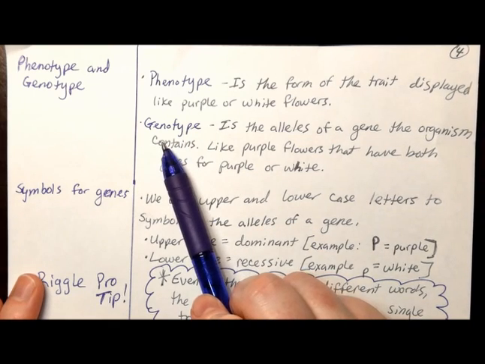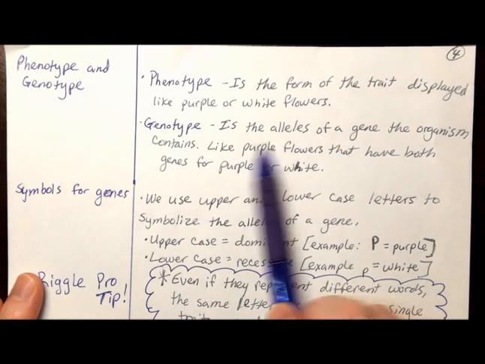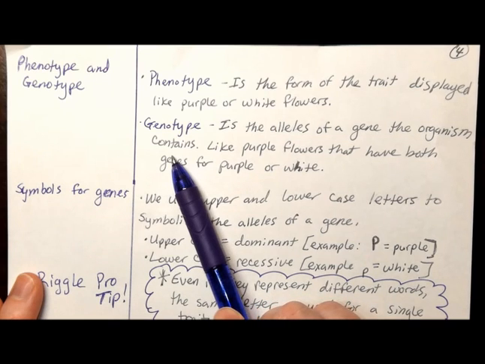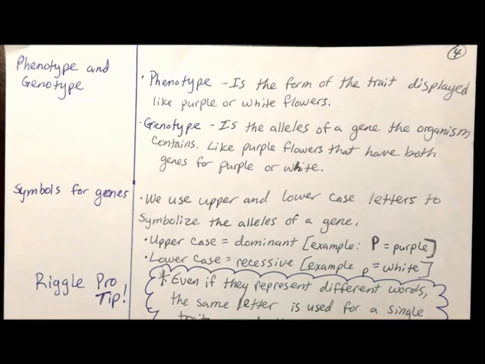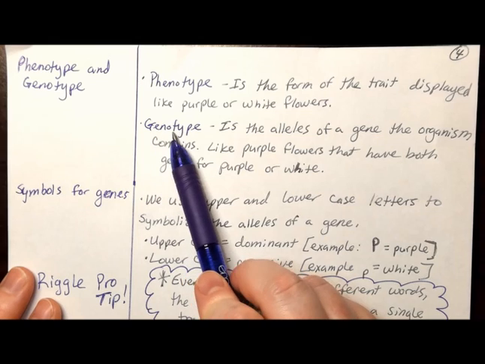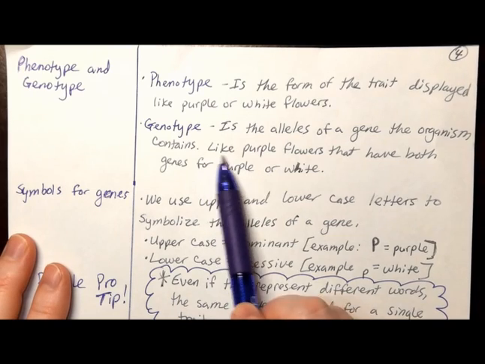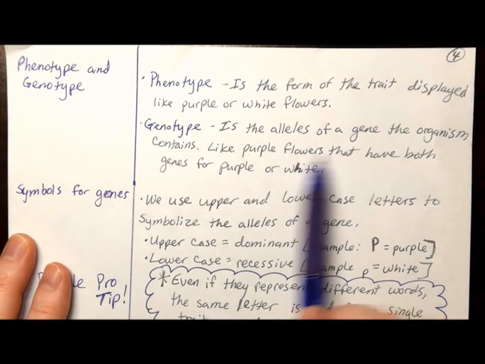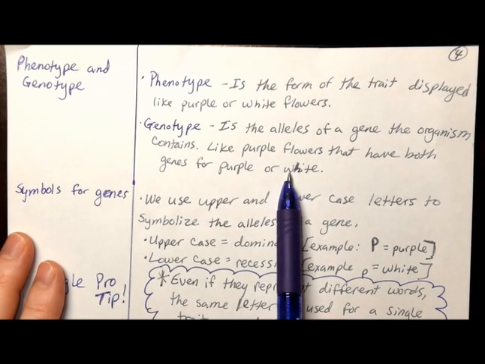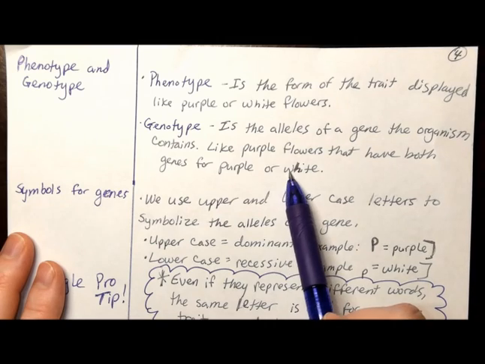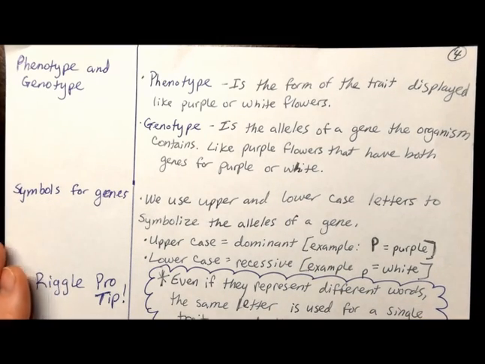The genotype is the alleles of a gene that the organism contains. So this is like the actual deep down inside. This is its DNA. I don't know about you, but I cannot see DNA just by looking with my bare eyes. So I cannot see a genotype. But I can figure out what a genotype is if I'm given enough information. So purple flowers could have both genes for purple or white, or they could just have genes for purple. That will determine the genotype.